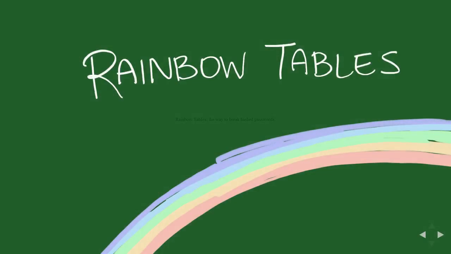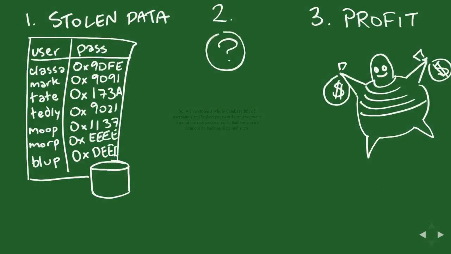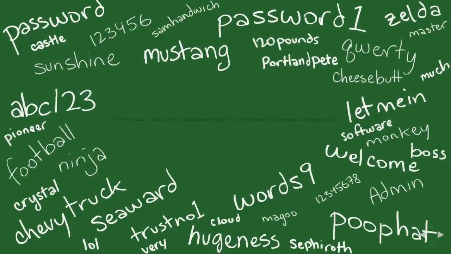Rainbow tables, the way to break hashed passwords. So we've stolen a whole database full of usernames and hashed passwords, and we want to get at the raw passwords so that we can try them out on banking sites and stuff. What we can do is create a list of everything that we can think of as a possible password. An enormous, incredibly comprehensive list of just every possible password that we can come up with.